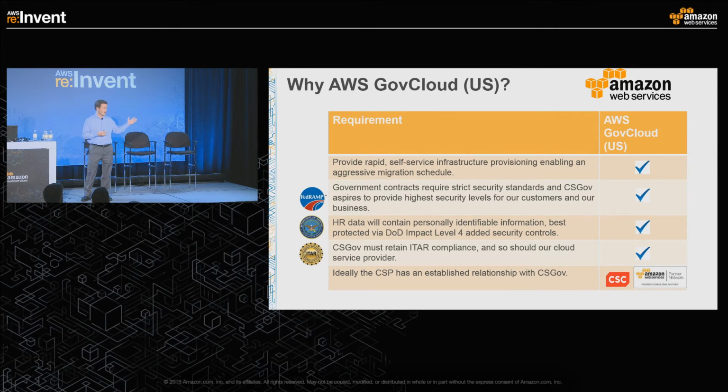It has the FedRAMP controls, which our customers use. It has the controls around HIPAA and personally identifiable information that protect our HR systems. ITAR compliance, which is something we have to adhere to as well. And what made it a really easy decision for me was the fact that we were already a partner with AWS, so why aren't we using them?